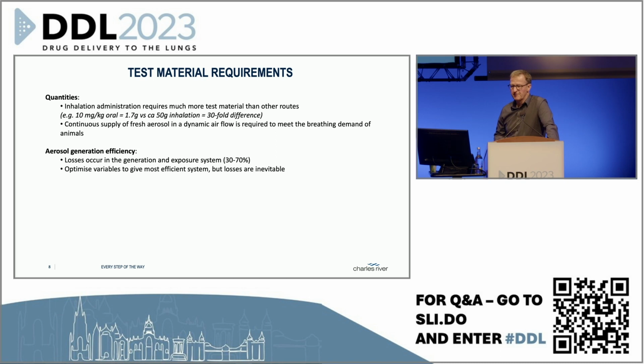So just briefly, in terms of the inhalation administration, this requires much more material than any other dose route. I did a calculation and came up with a roughly 30-fold difference. But we can be using kilograms of material for toxicology studies. And this is because the animals require a supply of fresh aerosol in a dynamic airflow to meet their breathing demand. But also, there are losses that occur in the inhalation system, and these can range from 30% up to 70%.